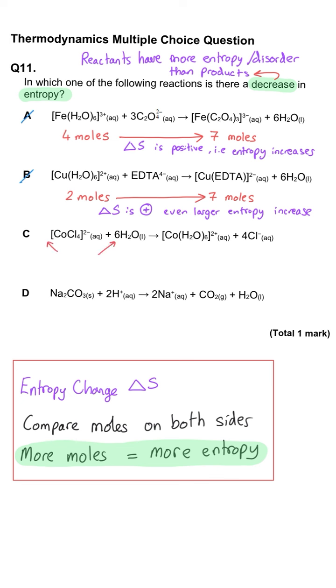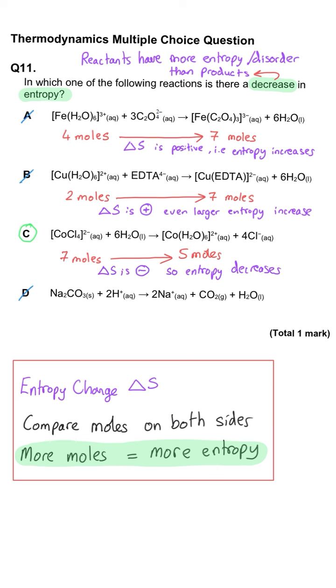In part C, there are 7 moles of reactant and there are only 5 moles of product. And so that means that there will be less entropy in those 5 moles than there were in the 7. And so this will involve a decrease in entropy. So the entropy change will be negative. And so C is the correct answer. D should also be a positive increase in entropy.